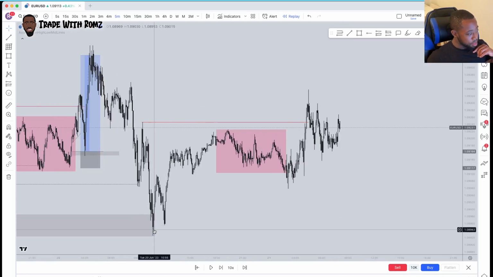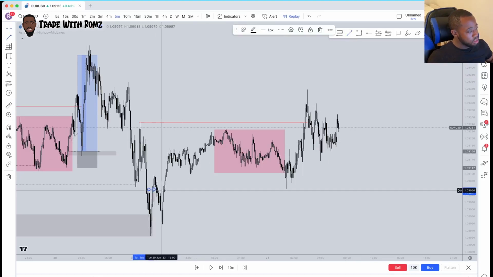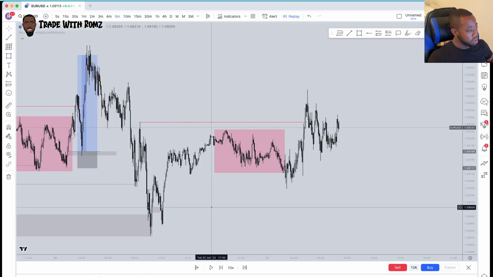Market tapped into the 15-minute imbalance, filled it, and gave us, so this is the time that I'm not usually trading. This is London close. You've got here a market structure shift, and you've got a fair value gap there, and you've got an entry here. Again, it's not during my trading hours. I don't trade during these hours, but this is an amazing entry and amazing trade, right?